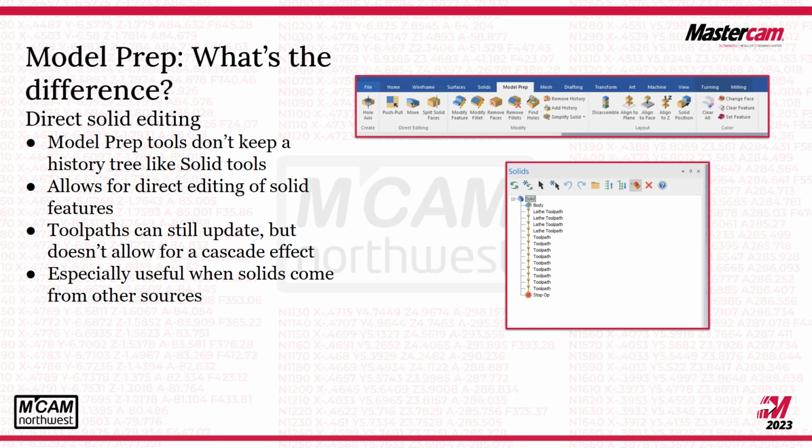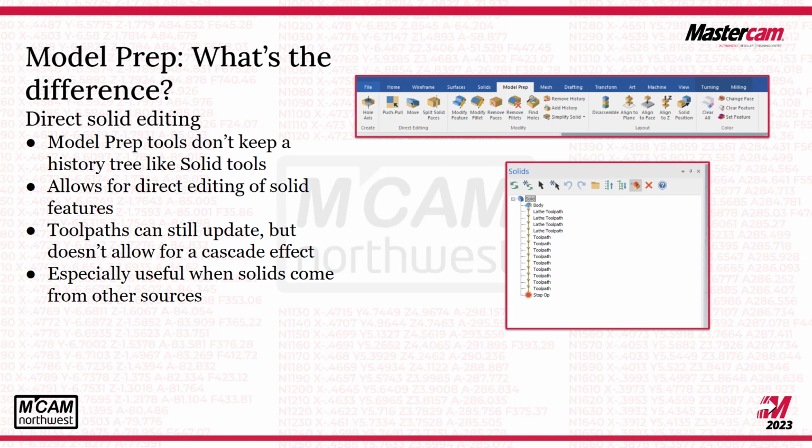When you have toolpaths that are tied to solid models, and you use model prep tools to modify that solid, your toolpath can still update. But it doesn't allow for what I like to call a cascade effect, which we're going to see in just a minute here. And the reason for this is we can't use certain tools in Mastercam when we modify our features without history.